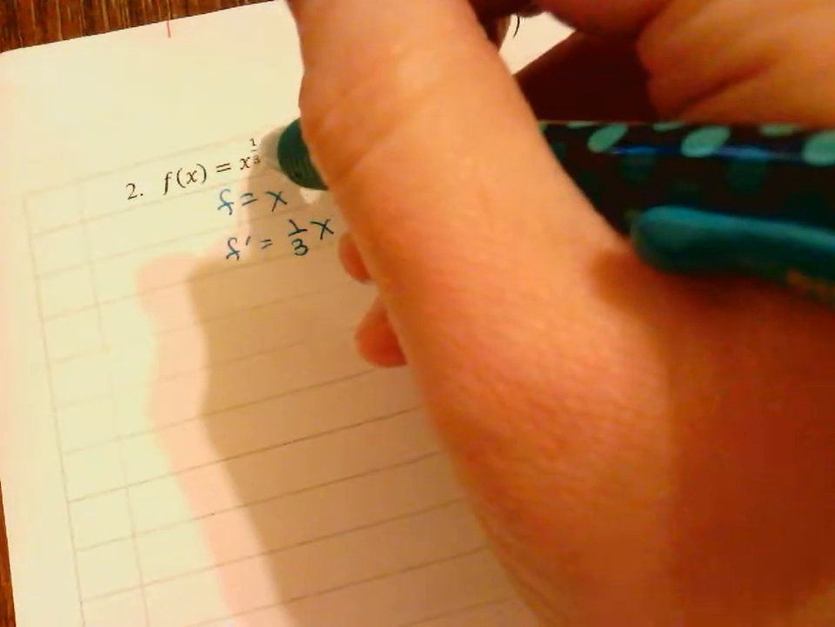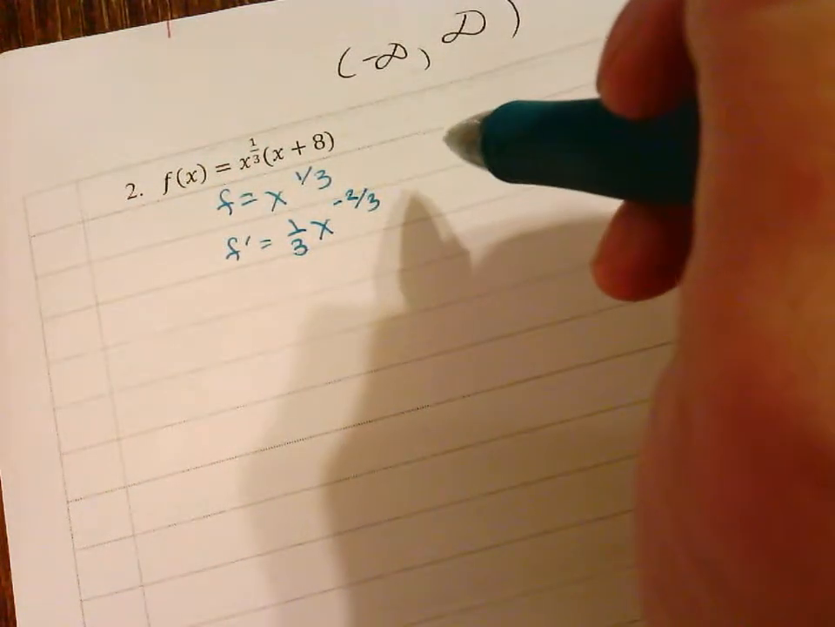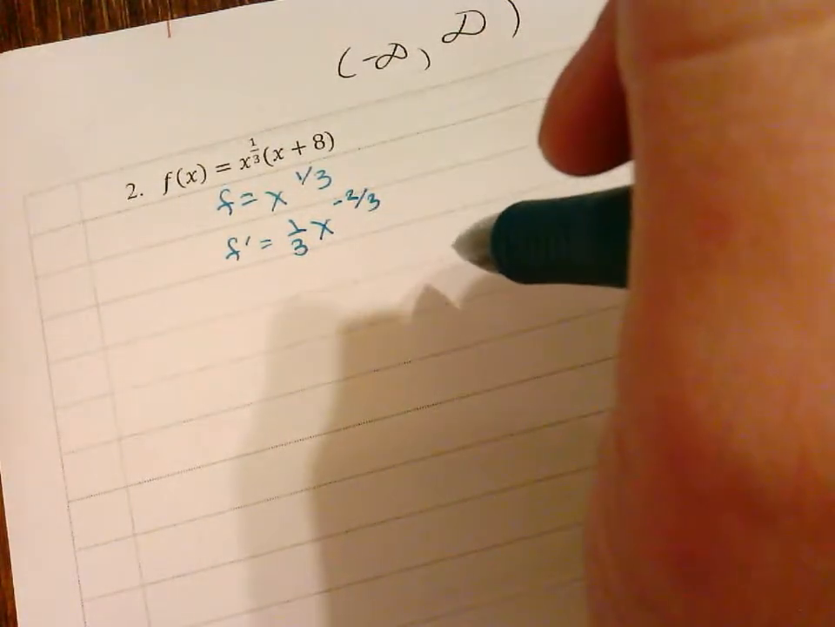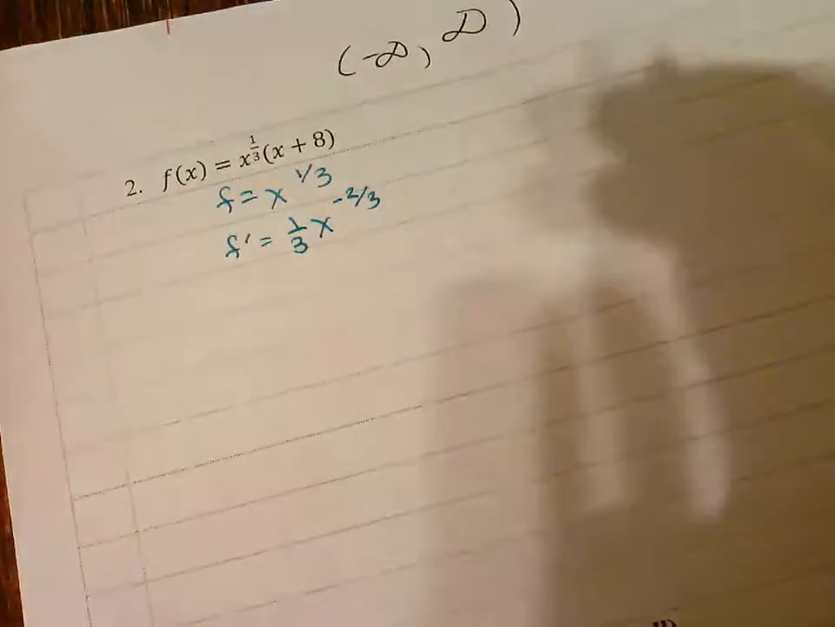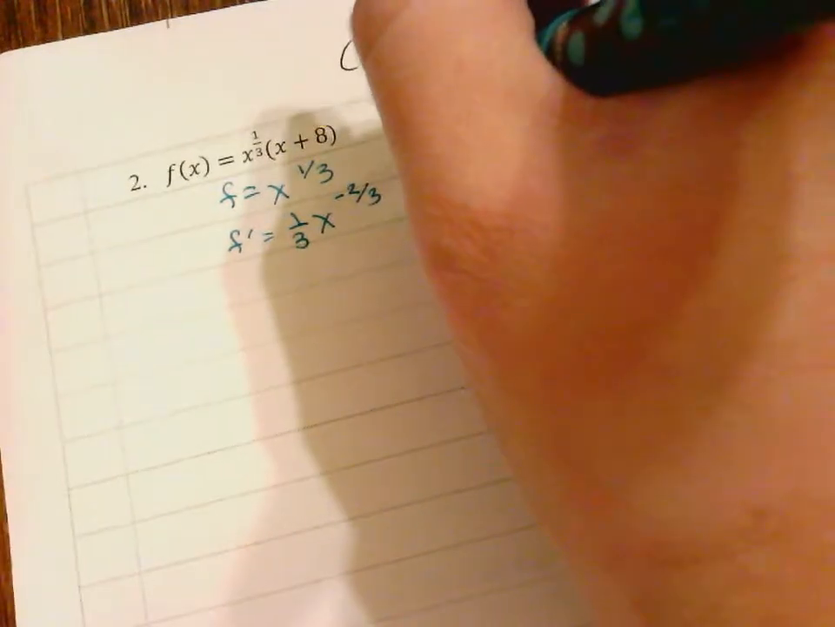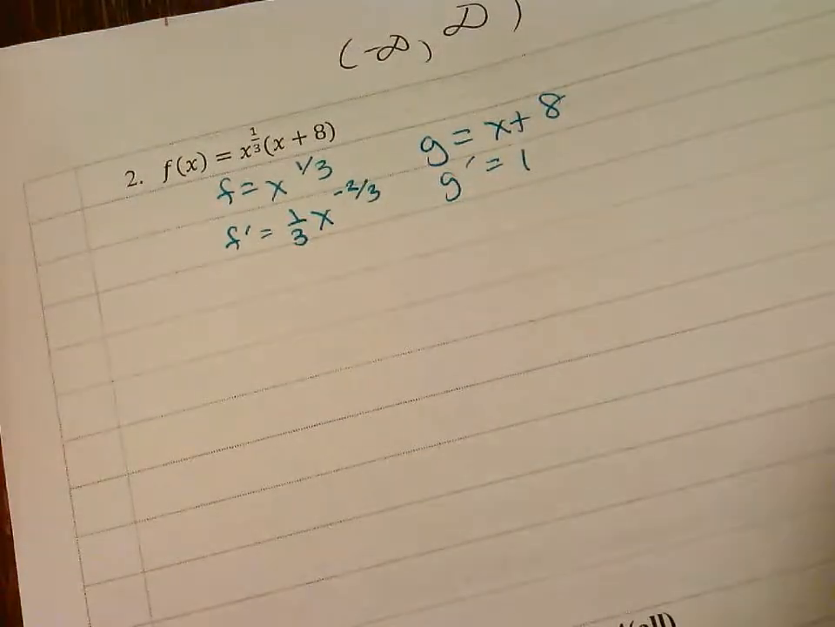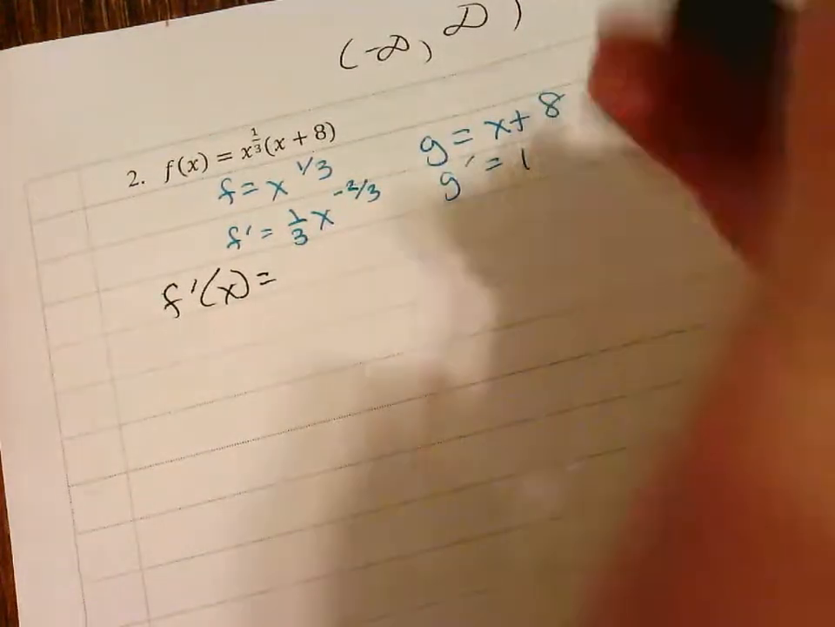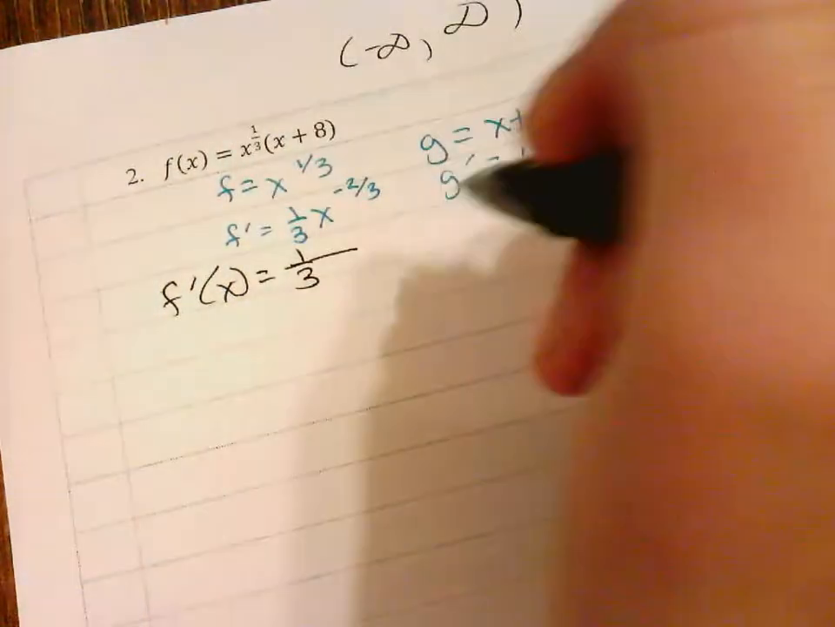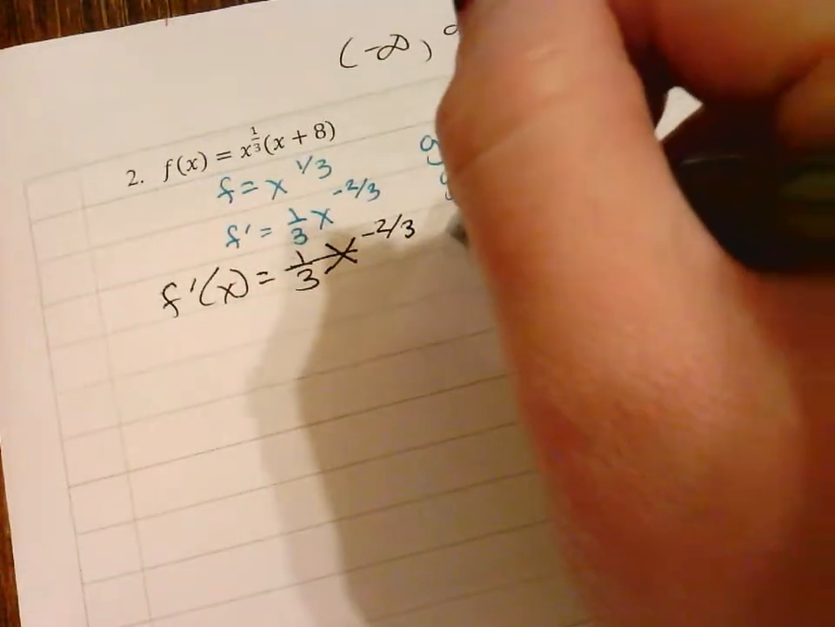Oh, another way you could do this too is distributing, which I actually think might be easier. I'm already on this, I'll just keep going. So another way you could do this would be to distribute that. G is x plus 8. G prime is 1. So f prime of x is f prime times g. So 1/3 x to the negative 2/3 plus x to the 1/3.